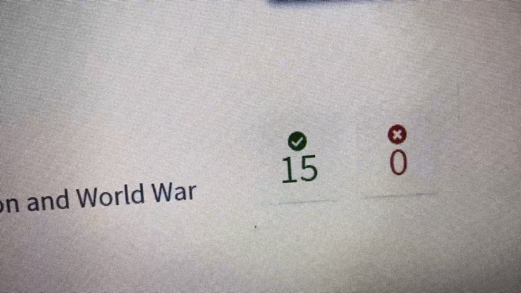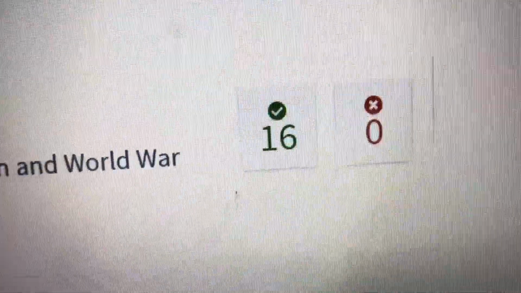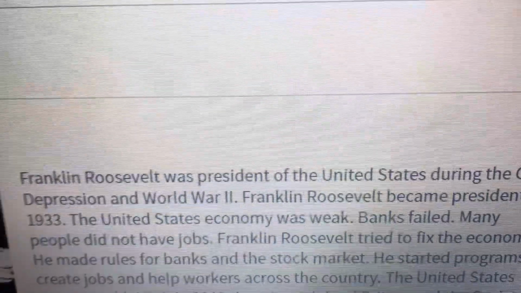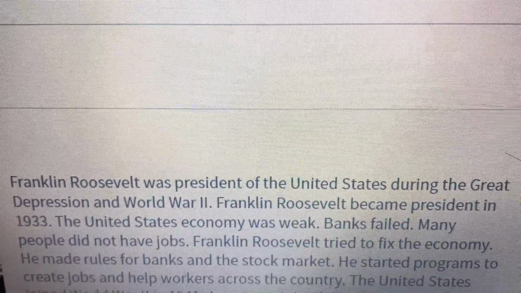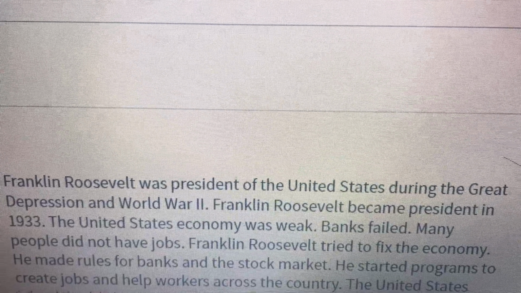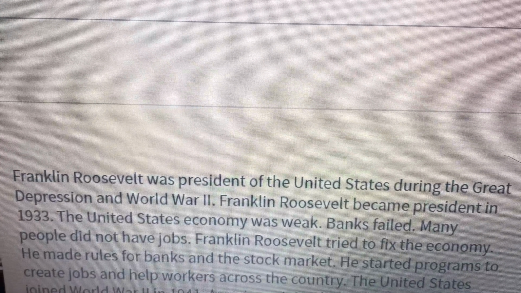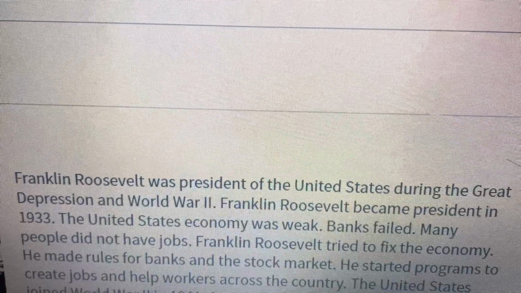During World War II, Franklin Roosevelt. Yeah, that's right. World War II. Franklin Roosevelt was the President of the United States during the Great Depression and World War II. Franklin Roosevelt became president in 1933.